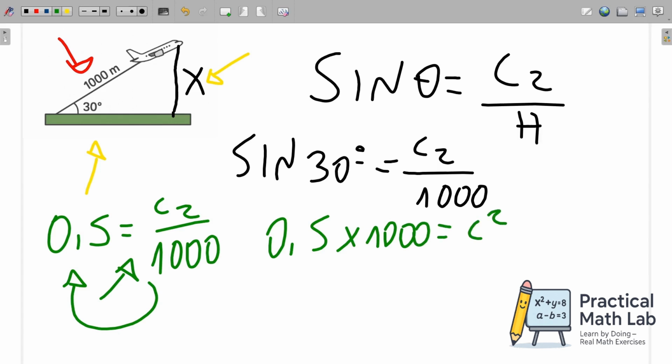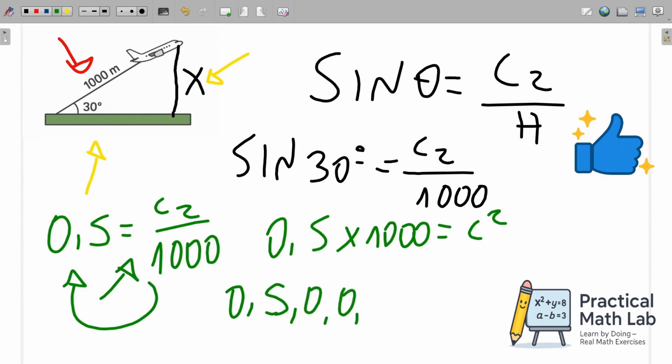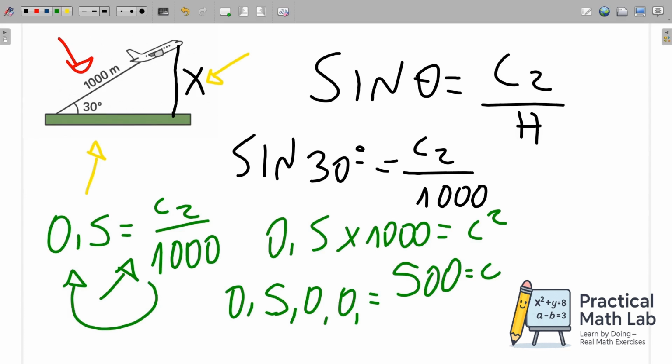When we multiply by 1,000, you just move the decimal point 3 places, so 0.5, let's move the decimal to the right. 1 place, 2, add a 0, 3, add another 0. So, actually, it ends up being 500. The opposite side is equal to 500 meters. That's the height of the plane.